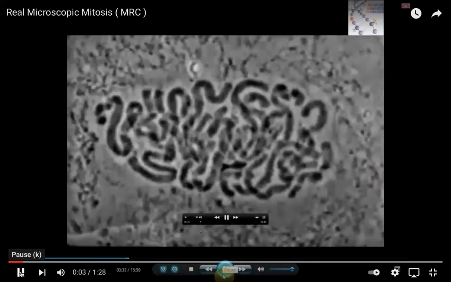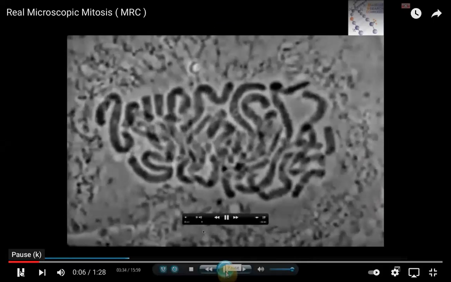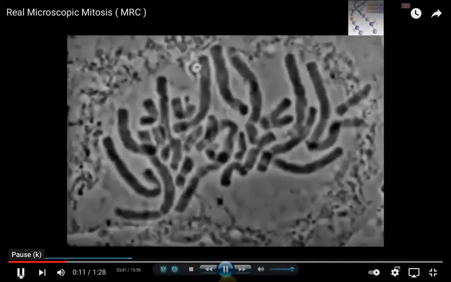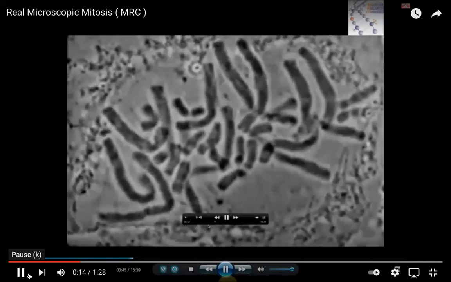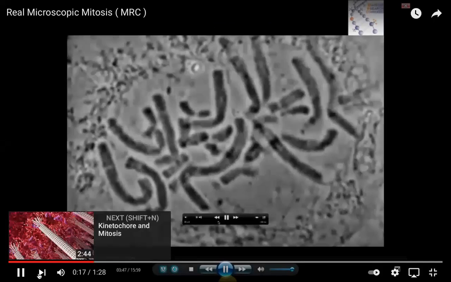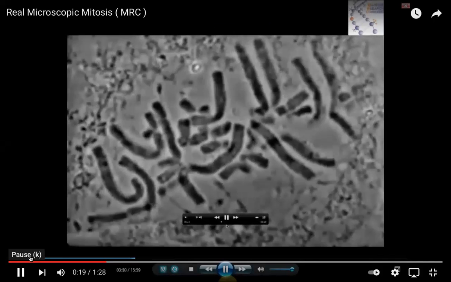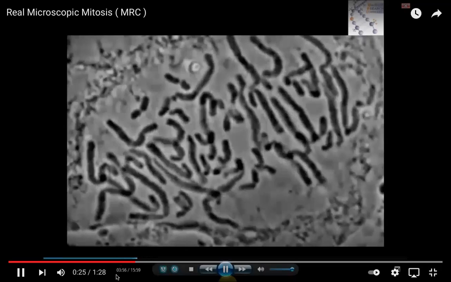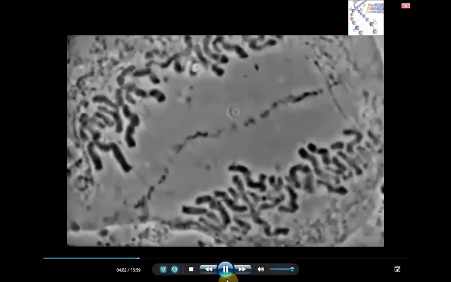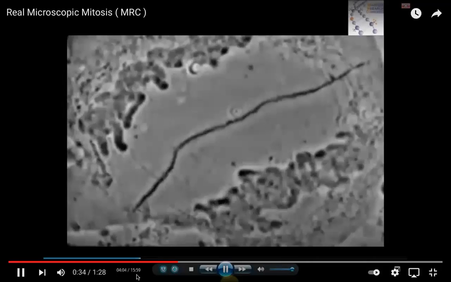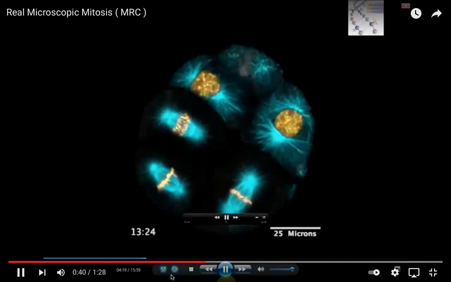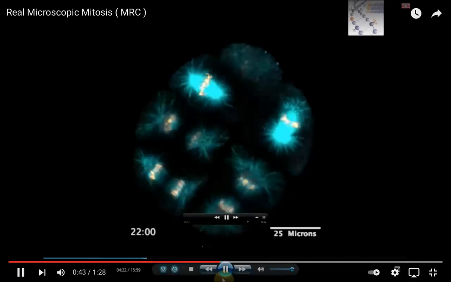So this would be prophase. The chromosomes are visible. Here they are starting to line up in the middle. So we're getting towards metaphase. Anaphase has just started. There they go. And at the end of anaphase, we go into telophase. They're clumping together to form two new nuclei. Okay, here we go again. Here's some more. There goes anaphase.